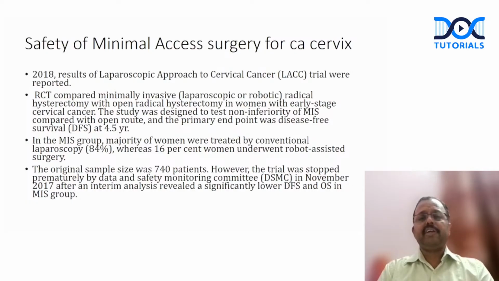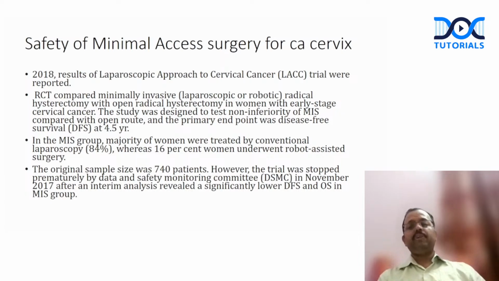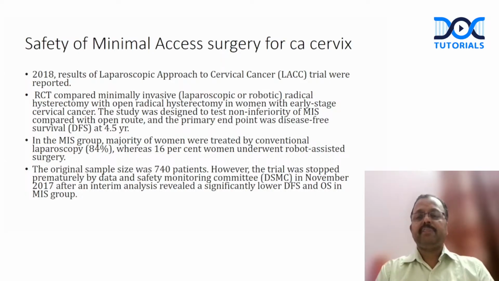So what was this? This was the randomized control trial which compared minimally invasive techniques, either laparoscopic or robotic radical hysterectomy, with open radical hysterectomy in women with early stage cervical cancer. It was basically a non-inferiority trial of minimal invasive surgery compared with the open route. The primary endpoint was disease-free survival at 4.5 years. In the minimal invasive surgery group, the majority of women, 84%, were treated by conventional laparoscopy, whereas 16% underwent robot-assisted surgery. So this is the split between the laparoscopic type and the robotic type.